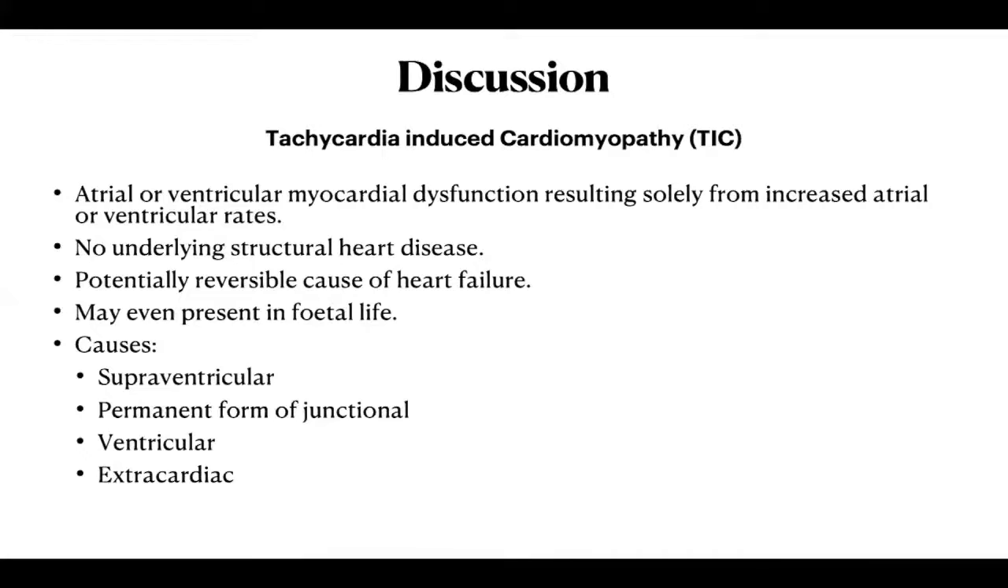Commonest is probably atrial fibrillation, followed by atrial flutter and atrial tachycardia. It is quite unusual with AVRT and AVNRT. The permanent form of junctional reciprocating tachycardia can also cause tachycardia-induced cardiomyopathy. Frequent VPCs and idiopathic left ventricular tachycardia too can cause tachycardia-induced cardiomyopathy. Extracardiac causes like thyrotoxicosis and glucagonoma may increase the heart rate and cause tachycardia-induced cardiomyopathy.